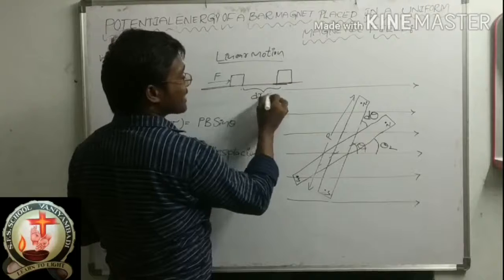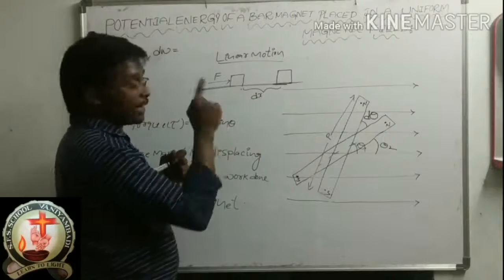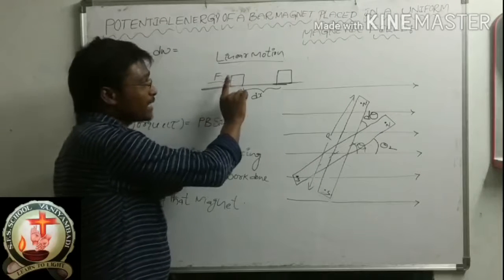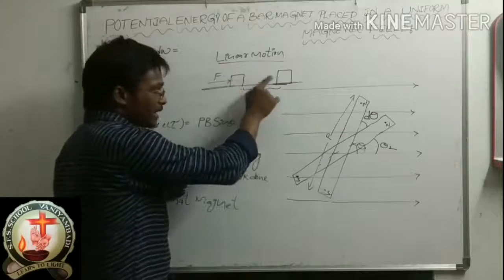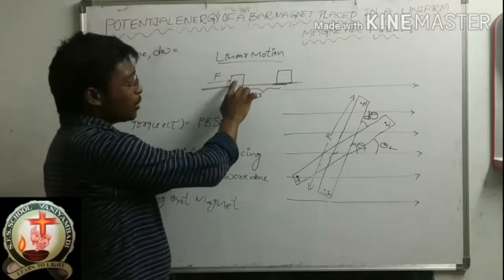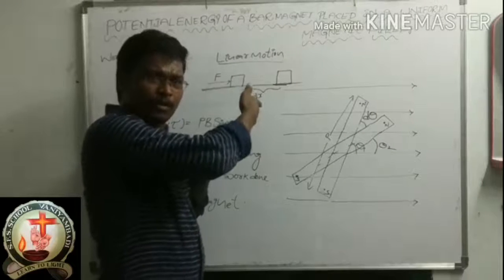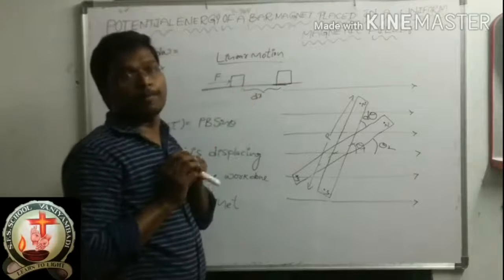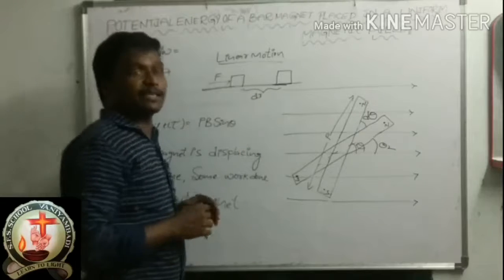Displacement dx. Correct now. Here, when I applied the force, this object has moved from here to here. So the object has moved from here to here, which means some work is done here. Correct? So what is that work done formula? Force into displacement. Force F into displacement dx.